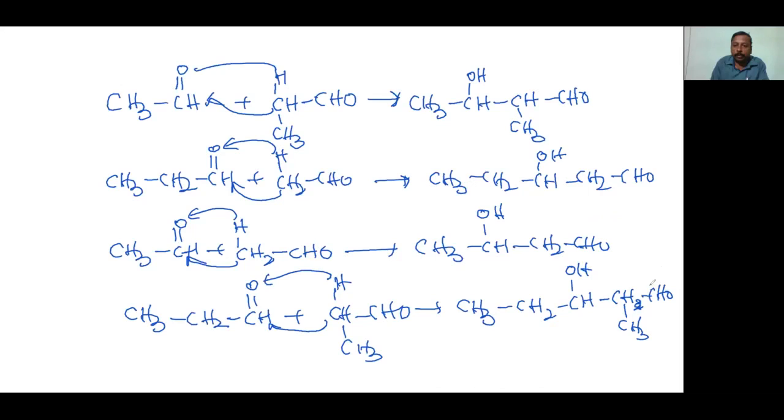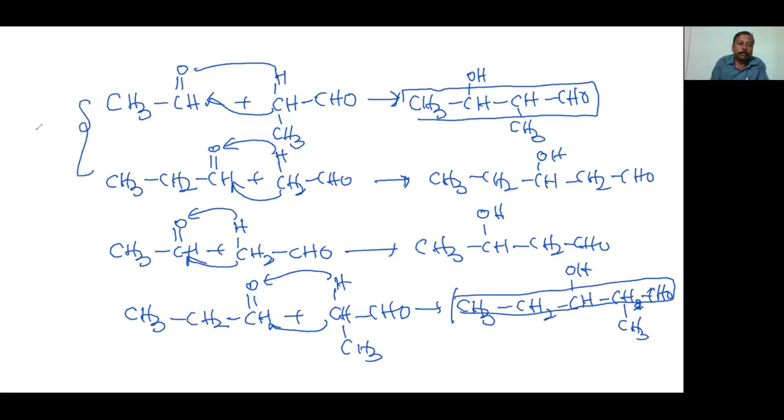Here CHO. Okay. Now you can cross-check. See, they appear to be the same but they are different. Here there are 4 carbons, and here how many carbons are there? 6 carbons. 5 carbons. Okay. So if you name them, you will come to know. So these two are which type? Very good. These two are crossed aldol. Okay. And these two are self-aldol. That is the difference between crossed aldol and self-aldol.